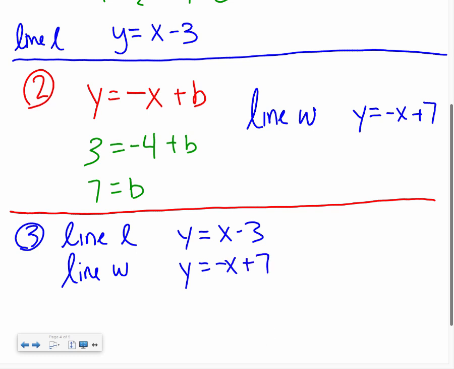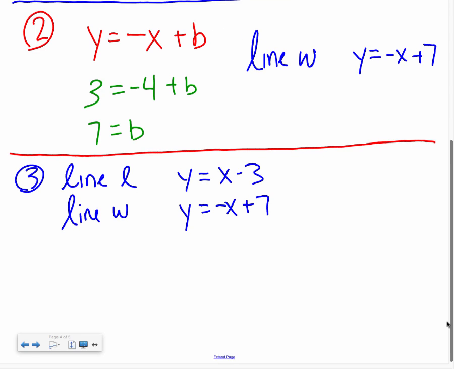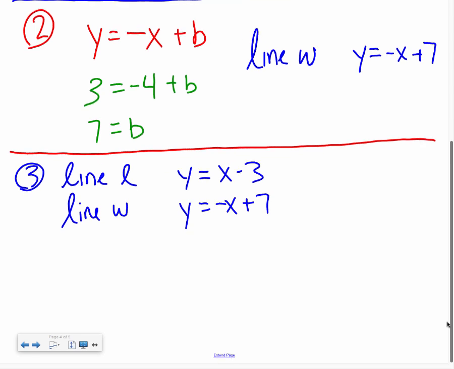Remember from algebra, we can add these together to determine where they intersect. If we add these two equations together, y plus y gives us 2y, x plus a negative x gives us 0, negative 3 plus 7 leaves us with 4. If we solve for y, we get that y equals 2. So we know what our y value is for the intersection.